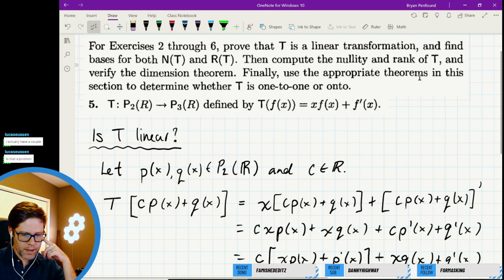Then compute the dimensions and verify the dimension theorem. Finally, use the appropriate theorems in this section to determine whether T is one-to-one or onto. Okay, this is a big question. So we need to find the kernel next, and then the range.